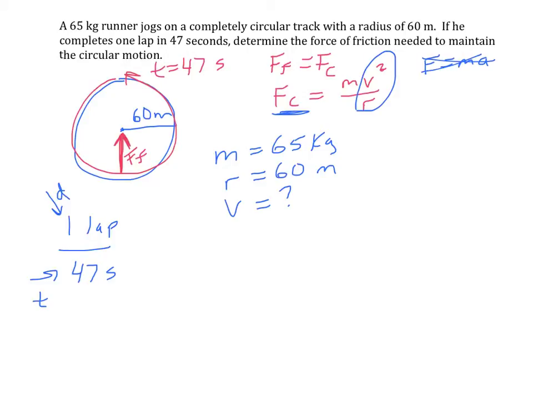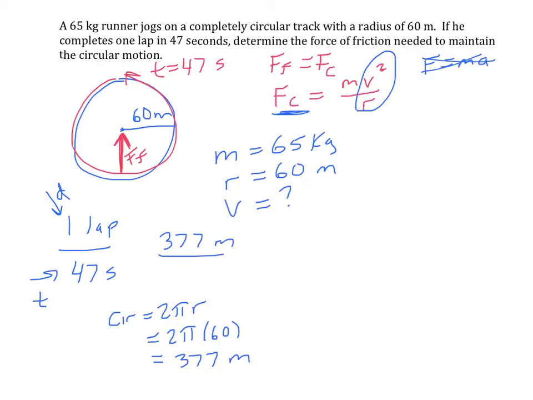So it's a circle. And again, the circumference of a circle is 2 pi r. So 2 pi times the radius, 60, will tell me the circumference of this circle. So 2 pi times 60, and I get 377 meters. So that's my circumference. So the person will go 377 meters over 47 seconds.